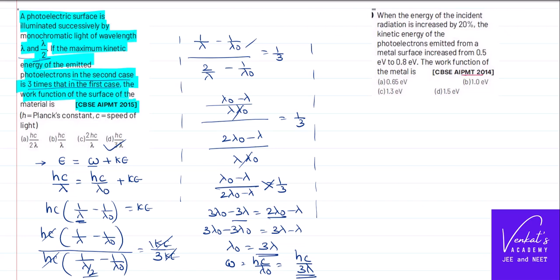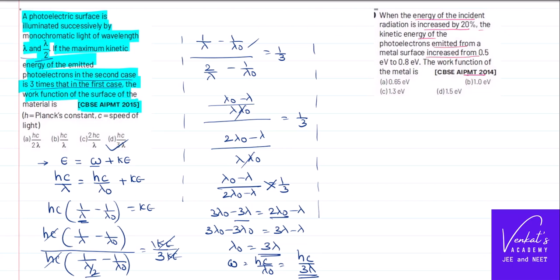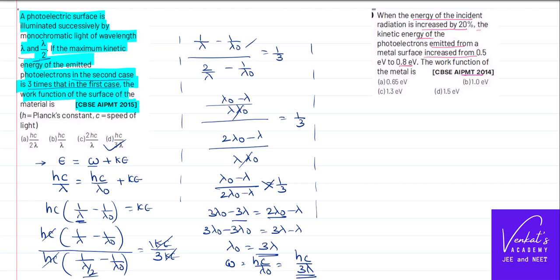It was in IIT-JEE 2014. When the energy of the incident radiation is increased by 20%, the kinetic energy of the photoelectron emitted from the metal increased from 0.5 to 0.8 electron volts. First of all, according to Einstein's photoelectric equation, the energy of the photon is used in 2 steps. First, to release the electron from the metal surface, called work function, and then kinetic energy.